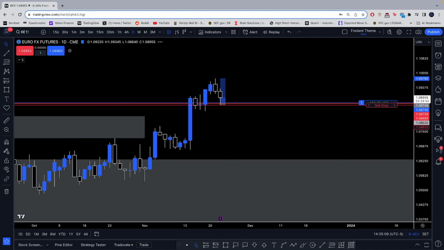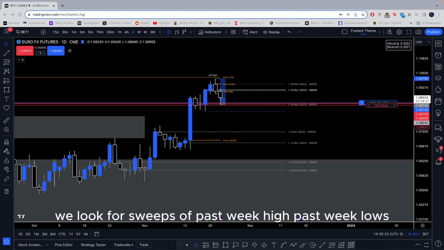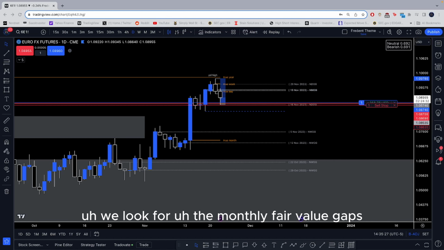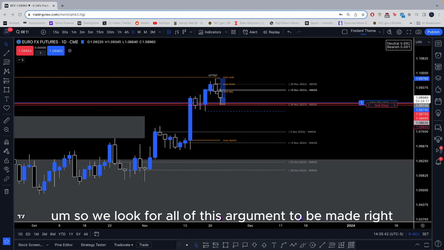what happens? We go into the daily chart, guys. What do we do in the daily chart? We look for sweeps of past week highs, past week lows. We look for the monthly fair value gaps. We look for daily bullish fair value gap disrespect. We look for reaction off of a monthly fair value gap. So we look for all of these arguments to be made, right?